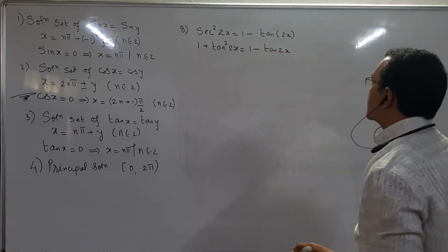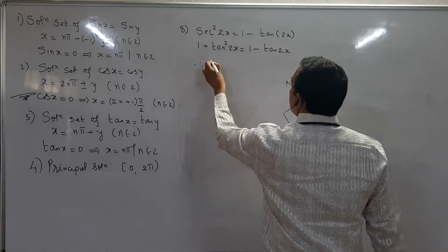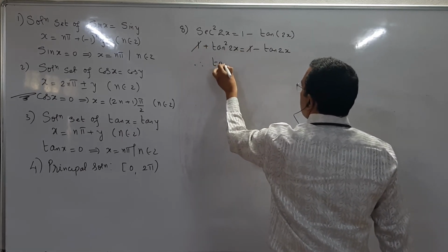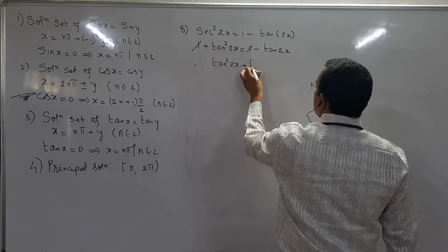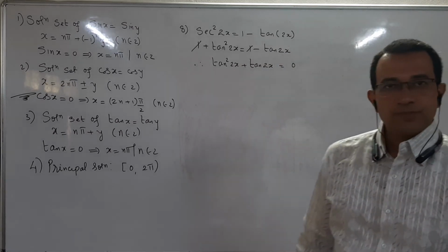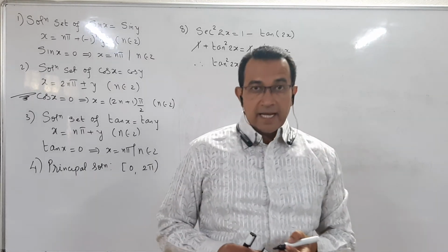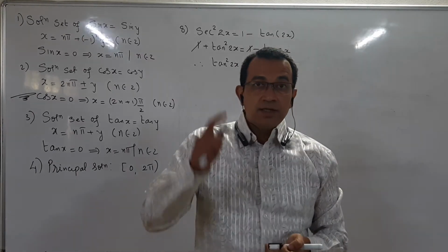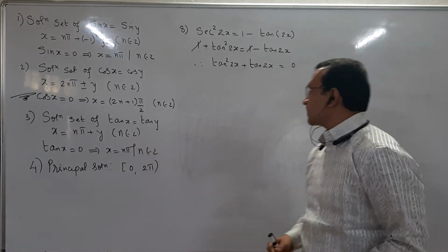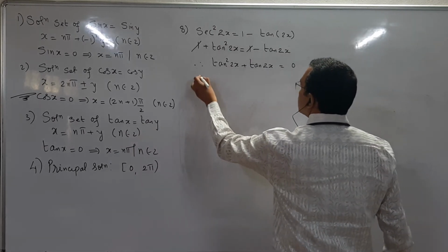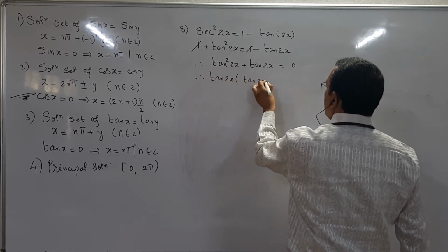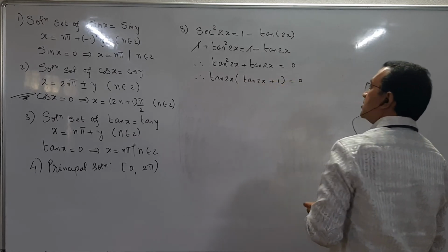1 and 1 get cancelled. In a trigonometric equation, never cancel trigonometric terms. So tan square 2x plus tan 2x is equal to 0. What I told students, never cancel trigonometric terms. Constants, definitely students, we can cancel. What is common? Then the answer is tan of 2x. So what remains? Tan 2x plus 1 is equal to 0.